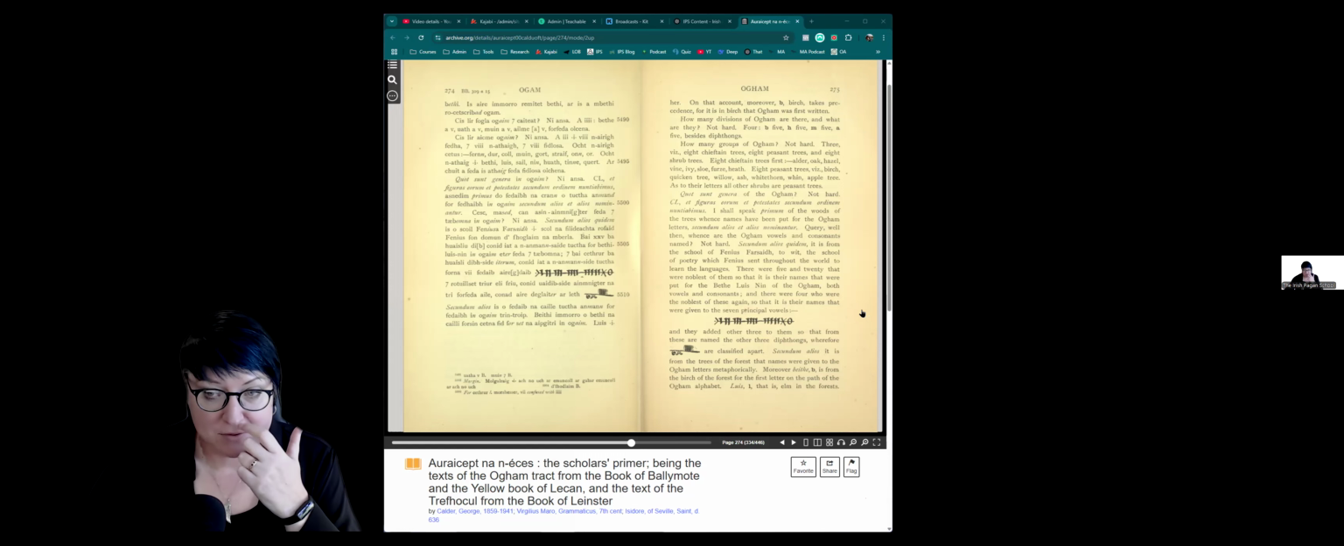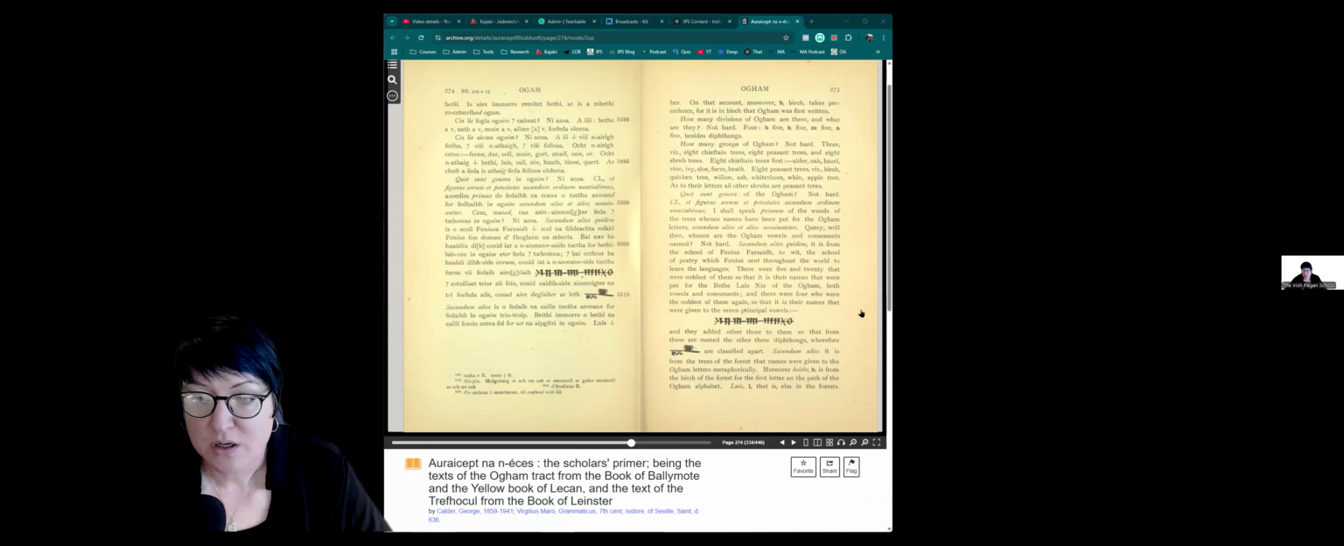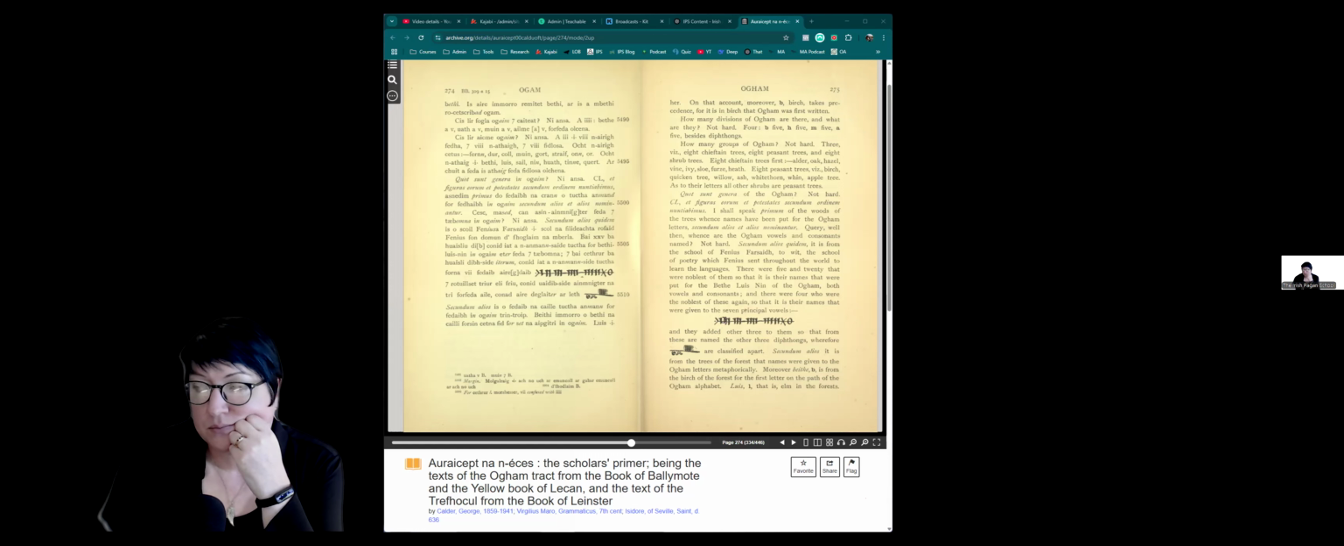So both the vowels and consonants, and there were 4 who were the noblest of these again, so that it was their names that were given the 7 principal vowels. So what we have here is Ailm, Onn, Ur, Eadhadh, and Idhadh.